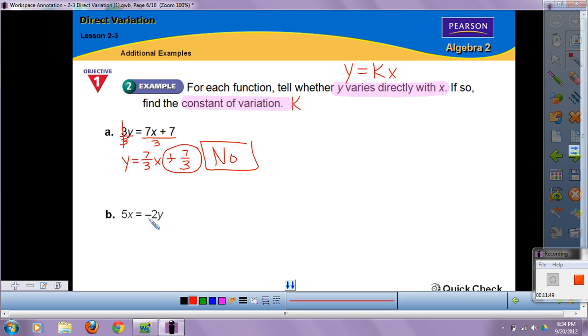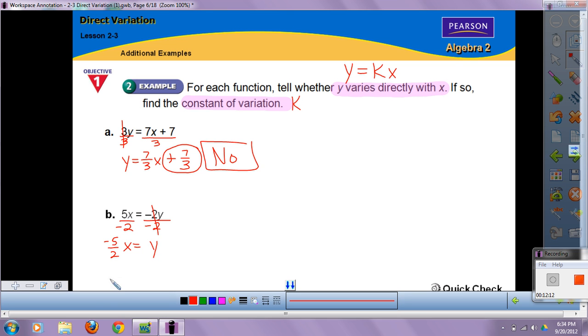Again, I need to get y alone. So now it's negative 2 times y. The opposite of multiplying by negative 2 is dividing both sides by negative 2. Negative 2 divided by negative 2 is 1. So I'm left with just y on the right side. And 5 divided by negative 2 is negative 5/2 x. And this is a direct variation equation.